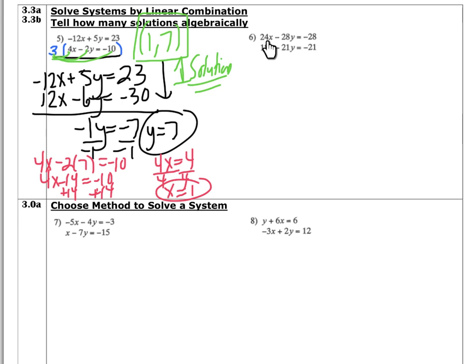To make 24 a 6, I would divide out a 4. So let me show you this. I'm going to take this and divide out a 4. If I do that to all of these, 24 divided by 4 is 6x. Negative 28y divided by 4 is negative 7y. And negative 28 divided by 4 is negative 7.